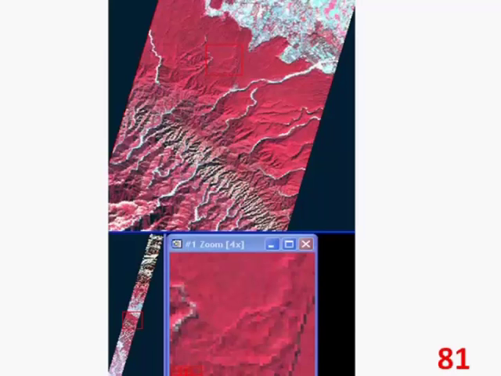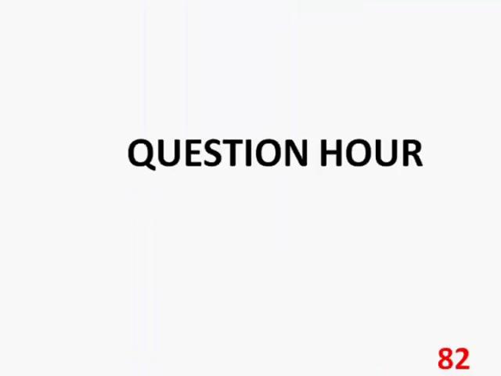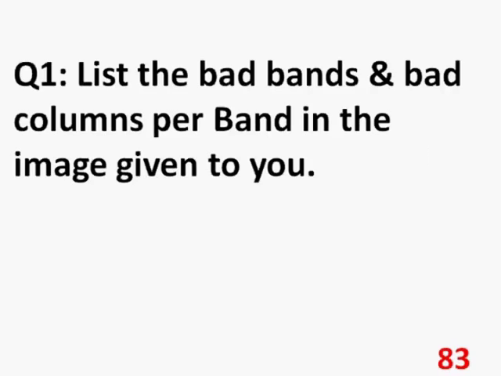For each band, wherever bad columns are appearing, you have to mention the band number and the bad column number. For example, the illustration provided to you here in the session contained a black column number 91 in the band number 99. Similarly, you have to identify other bad columns also for each band in the image. I hope the question is clear.